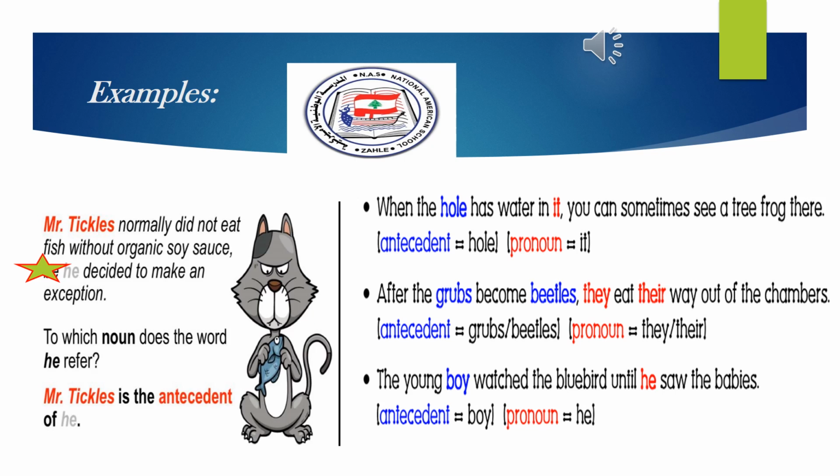The young boy watched the bluebird until he saw the babies. He is the pronoun of the antecedent boy. And here, as you see, boy and he are masculine. Boy is a masculine antecedent and he is a masculine pronoun.